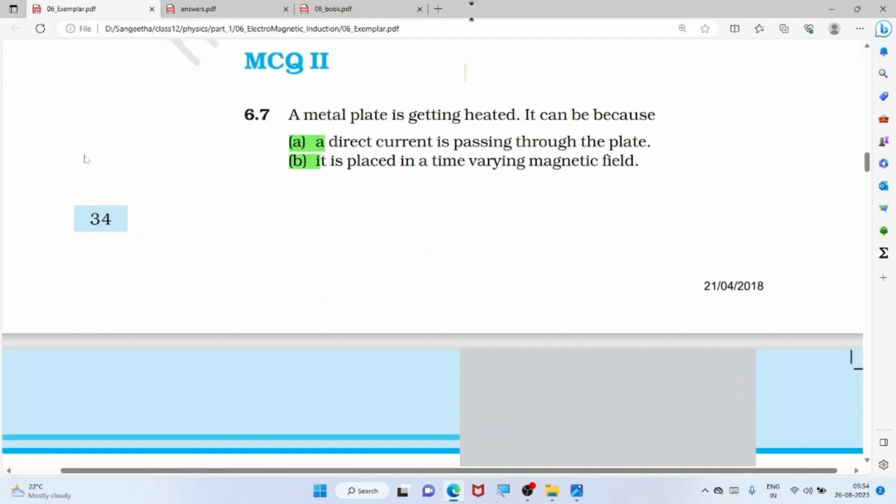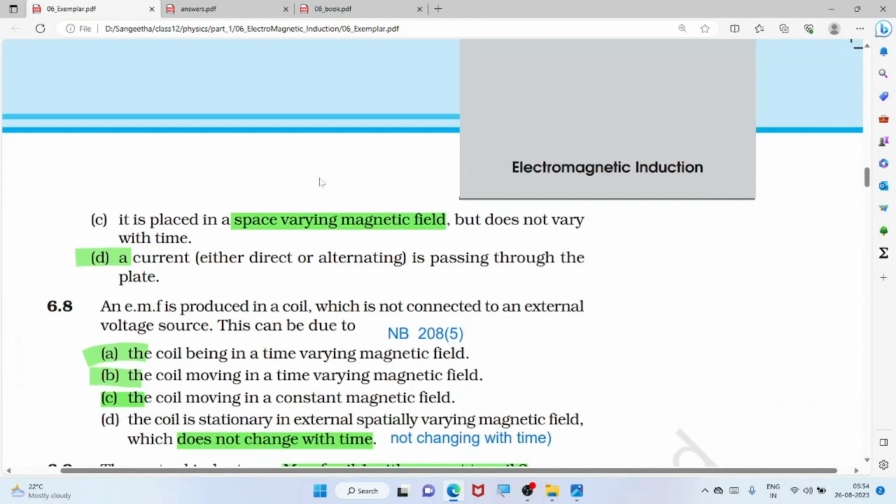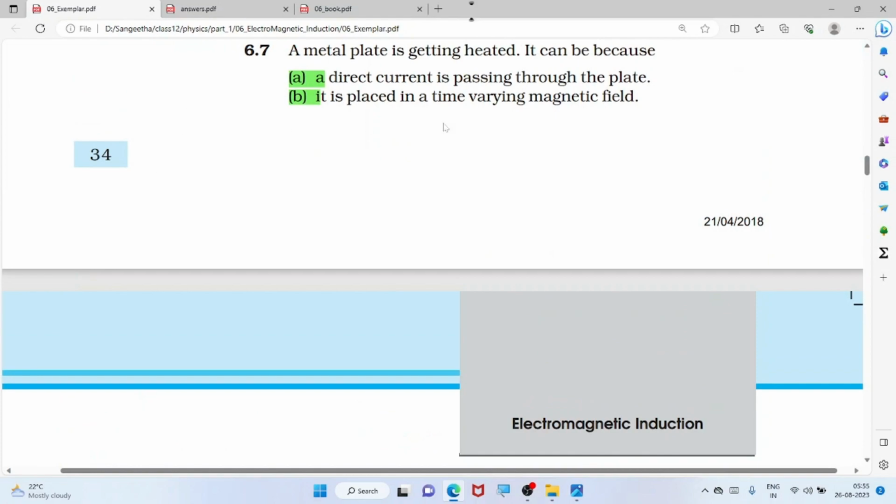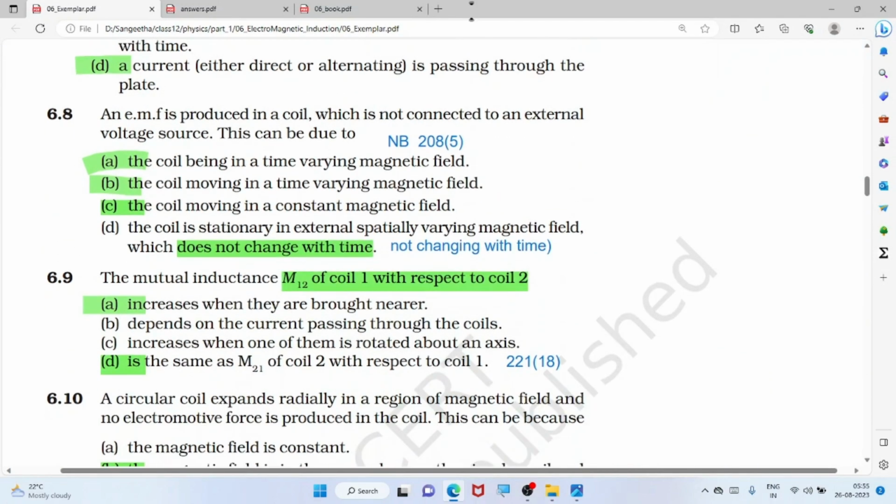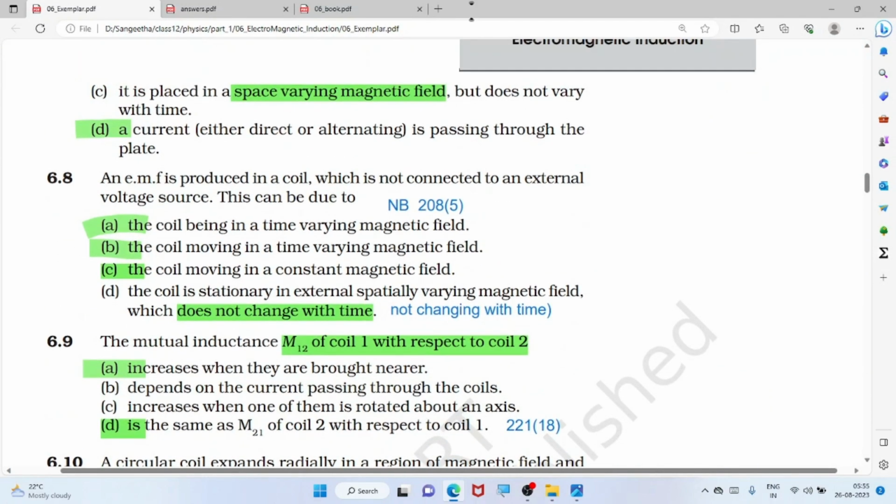A metal plate is getting heated. It can be because a direct current is passing through the plate. It is placed in a time varying magnetic field. This one is not correct; it is a space varying magnetic field. A current in either direction is passing through the plate. So options A, B, D, these three are the correct ones. The space varying one is not correct.